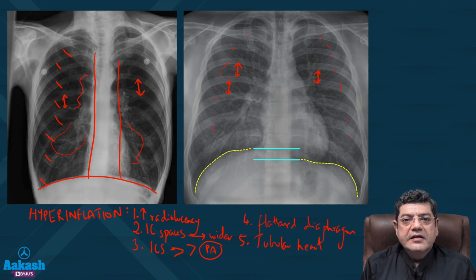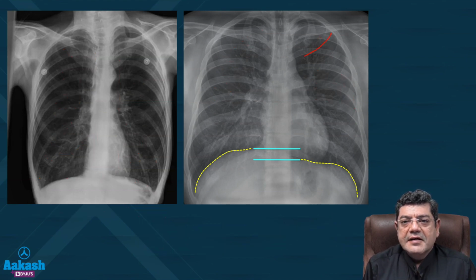Whereas in the normal adult, 1, 2, you don't count these spaces. This is not the space that you should be counting. The space that you have to count is this one, the one that's visible behind. These are the spaces that you have to count.